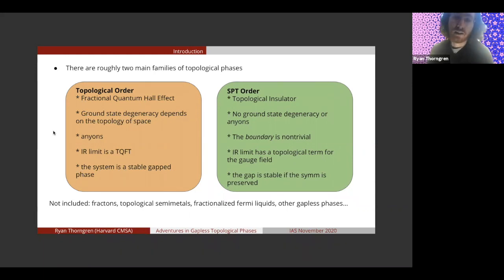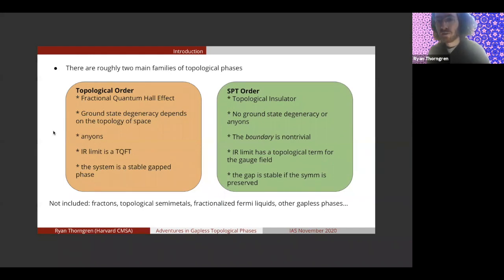And those ground states are identified with so-called anyons, which are particle-like excitations, or in higher dimensions, they can be string-like or even surface-like, that have non-trivial braiding statistics. And the braiding statistics is encoded in a topological quantum field theory, or a TQFT. And in fact, you can say that under the RG, so these are gapped systems, the system flows to a TQFT in the infrared. And these systems are stable gapped phases without any symmetries. With any kind of perturbation, you can't suddenly change the nature of the anyons without closing the gap.